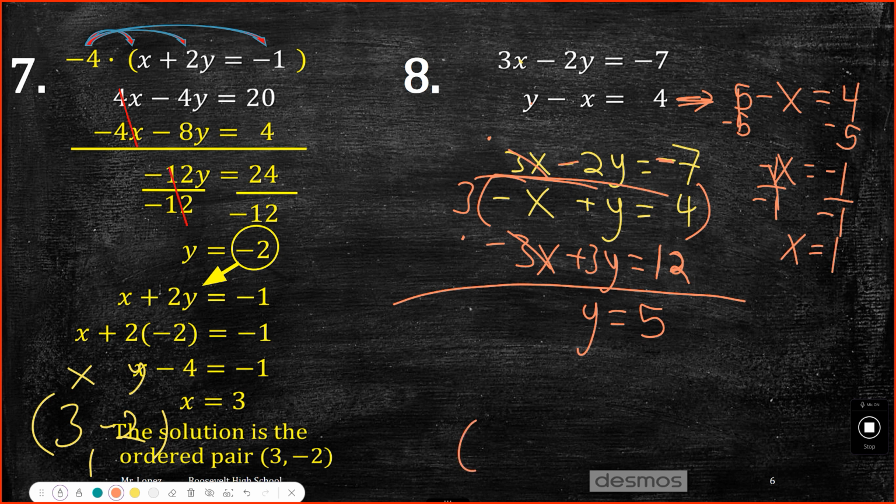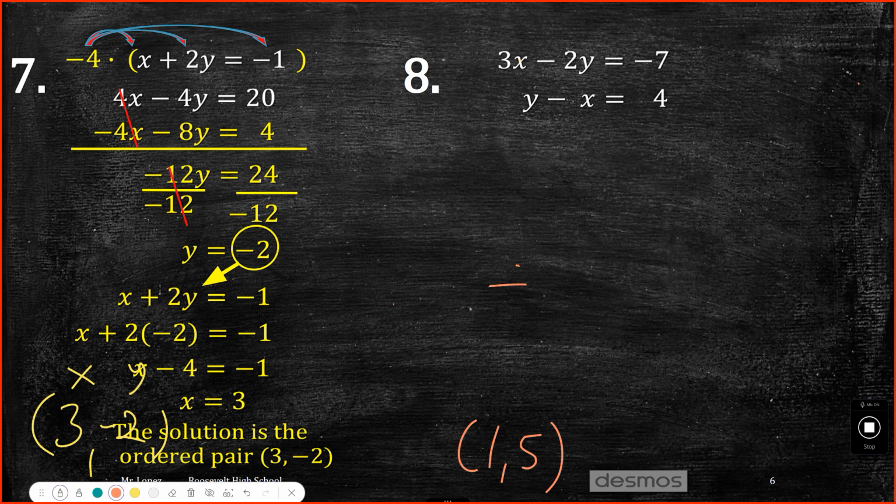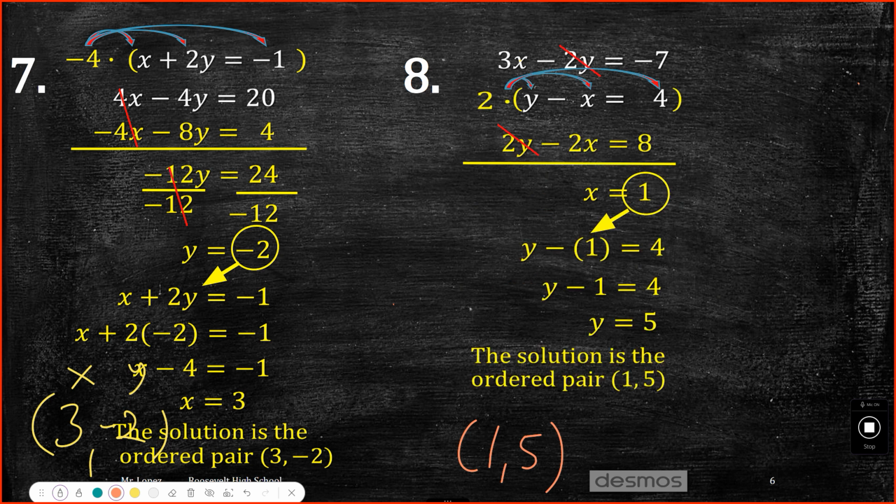So this is a little more work. X equals 1, y is 5, and that would be it. That should be correct. Let's see here what we got. So 1, 5 is correct, and we are done.